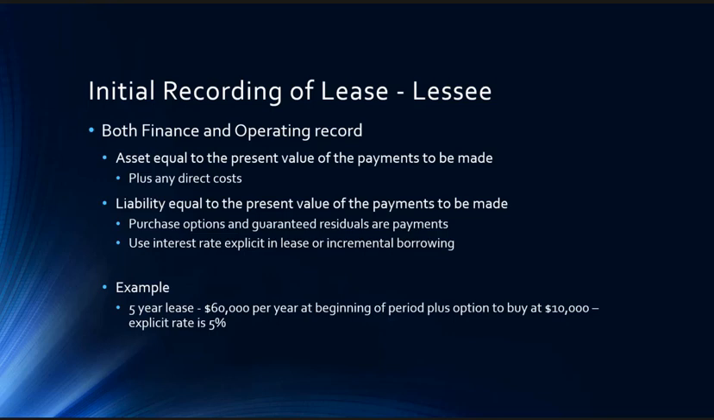So, as an example, if you had a 5-year lease, you would take $60,000 per year at the beginning, plus an option to buy at $10,000, and the rate is 5%. You would put that in as present value. The interest rate would be 5% per year. The payment amount would be $60,000. The number of payments would be 5, and then the future value, the end amount, would be $10,000. And then because it's at the beginning of the period, you would put a 1 at the end of the arguments to tell it that it's at the beginning of the period.